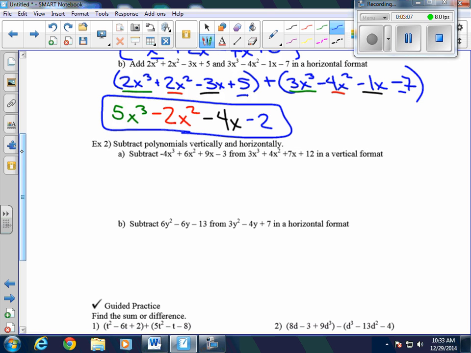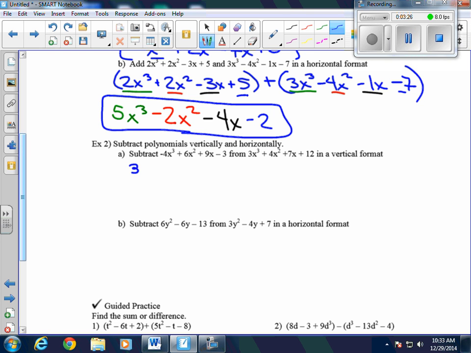Again, we're going to now talk about multiplying, or actually subtracting these polynomials. And again, we're going to do the same type of thing. We're going to do it once vertically, once horizontally, just to show you the difference, and then let you decide which method you want to use. So it says subtract this from that number.